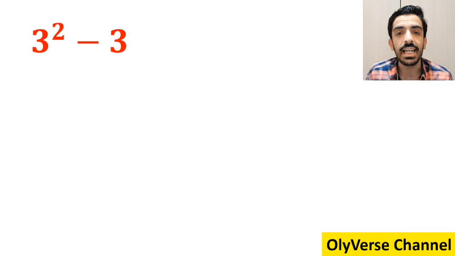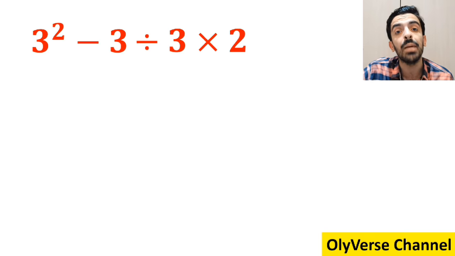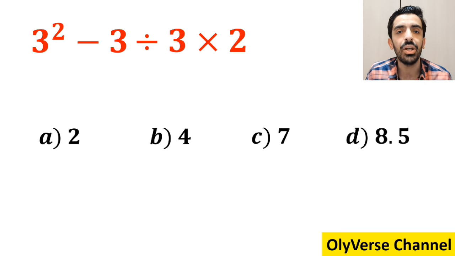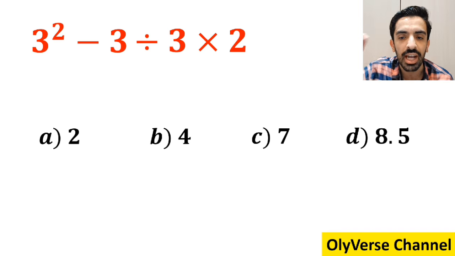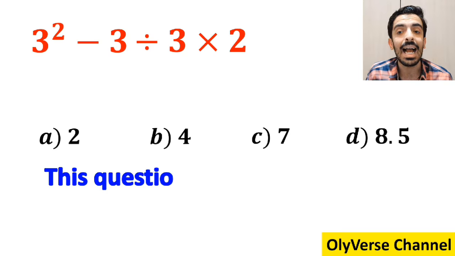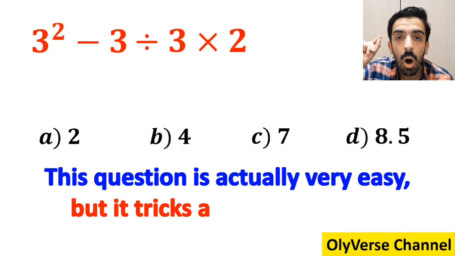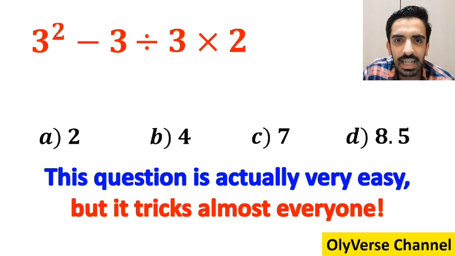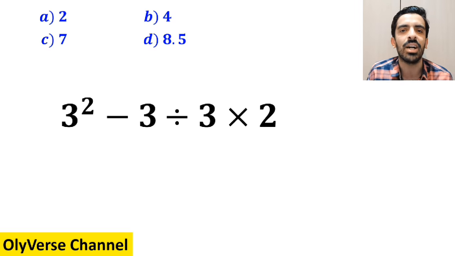What is the value of the expression 3 squared minus 3 divided by 3 times 2? Which option do you think is the correct answer to this question? This expression is actually very easy, but it tricks almost everyone. Let's take a closer look and solve it together.